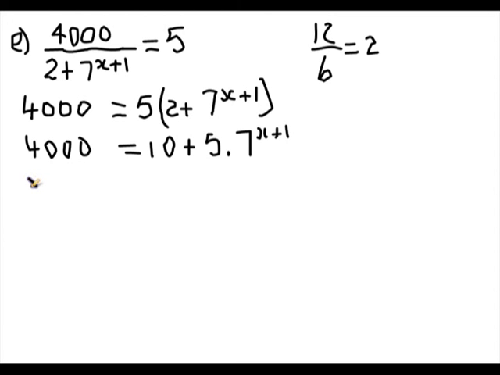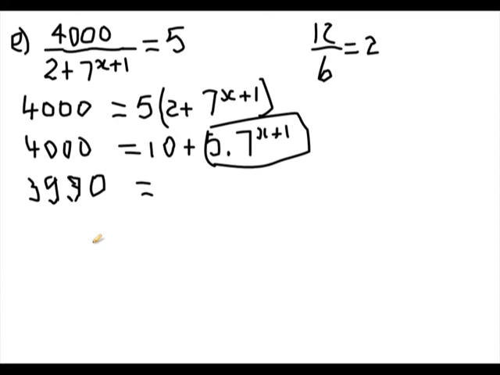Here we have 3,990, right? And then here I have 5 times this, okay? So here I would only have 5 times 7 to the power of x plus 1. So in order to have 7 to the power of x plus 1, I have to divide both sides by 5, right?